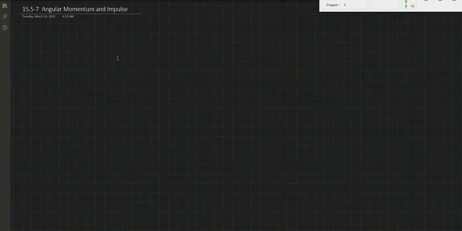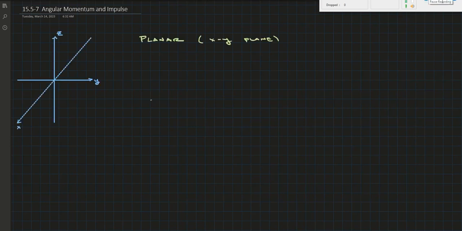Okay, so let's talk about angular momentum to start with here. If we have a Cartesian axis, let's look at a planar situation with the xy plane. And let's say in the xy plane, we have a vector that represents our momentum, mass times velocity. Again, this is on the xy plane.